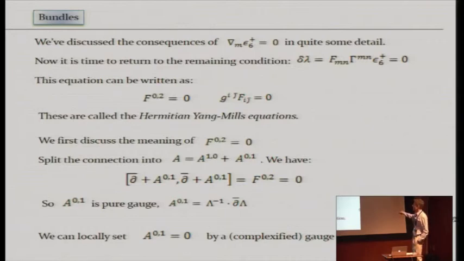So we first look at the connection. You split up the connection into a (1,0) and a (0,1) part. Similarly, the covariant derivative has a (0,1) and a (1,0) part. So this is the (0,1) part of the covariant derivative. And the commutator of the covariant derivative gives you the curvature. If you just look at the (0,1) part, it gives you F_(0,2). But F_(0,2) vanishes. That's our condition. That means that A_(0,1) is pure gauge. And in particular, locally by a gauge transformation, you can just set this thing to 0.